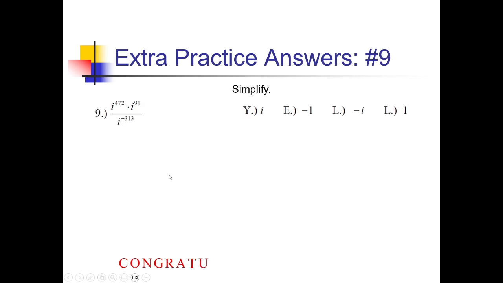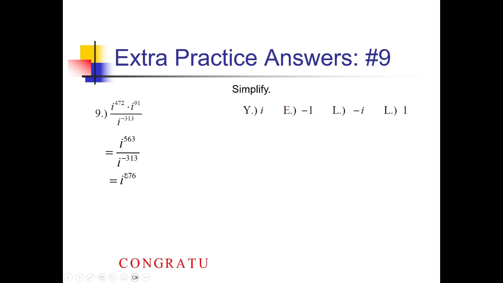On this next one, we have some fairly high powers of i involved in this fraction. I'm going to deal with my numerator first. So these i's being multiplied, I have to add the exponents. So 472 plus 91. Well, 472 plus 90 would give me 562. Add another one to that, I have 563. Next up, for these i's, since I'm dividing, I have to subtract the exponents. And since I'm subtracting a negative, I'm really doing 563 plus 313. So that's going to be, let's see here, 876 for the power of i.